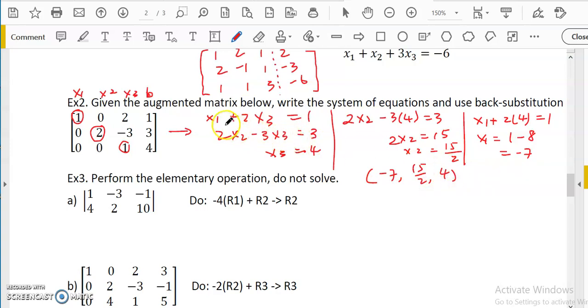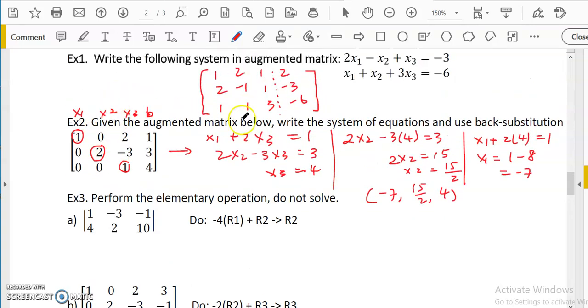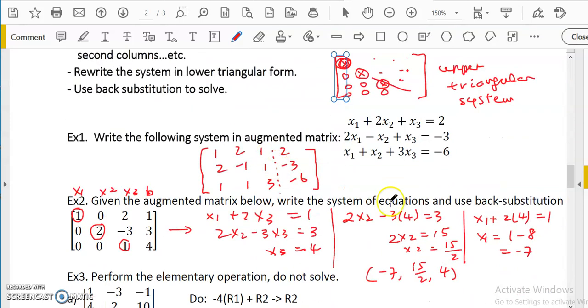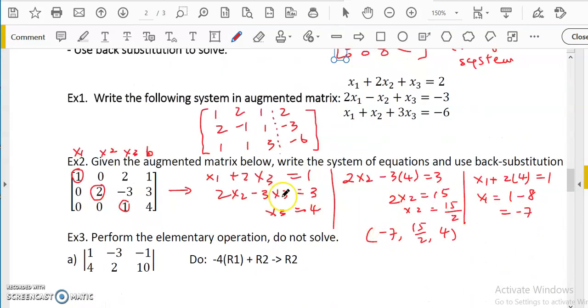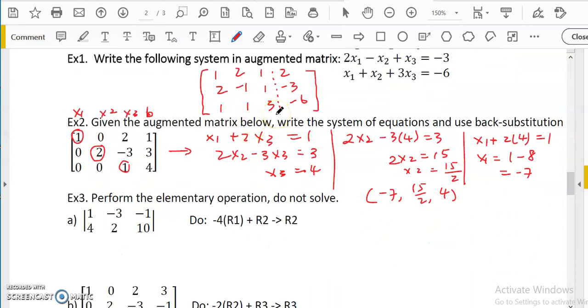So you can see after you change your system into an upper triangular, you can solve it very easily by back substitution. And when systems are in upper triangular, when you're doing elementary row operation, you basically have an equivalent system, meaning the answer that you get for this system is the same as what you have before your elementary row operation.